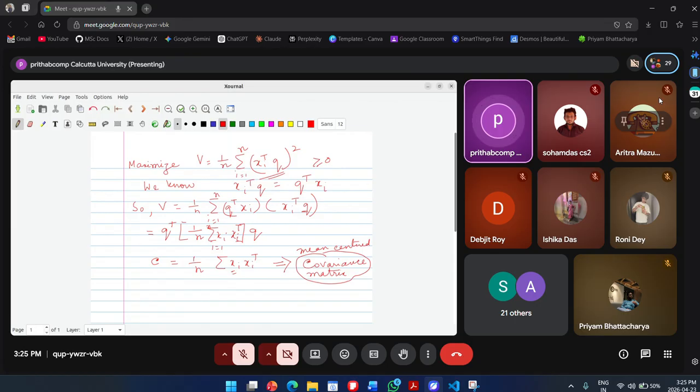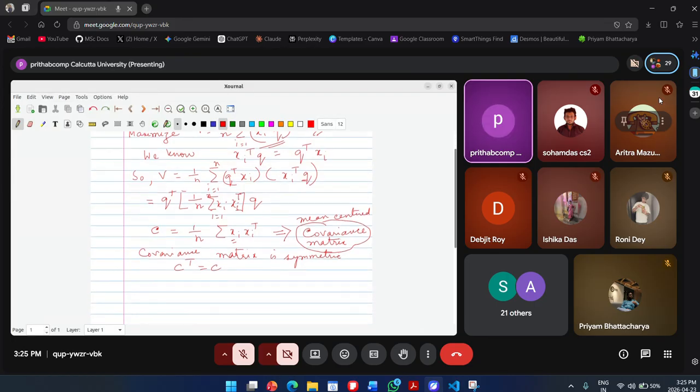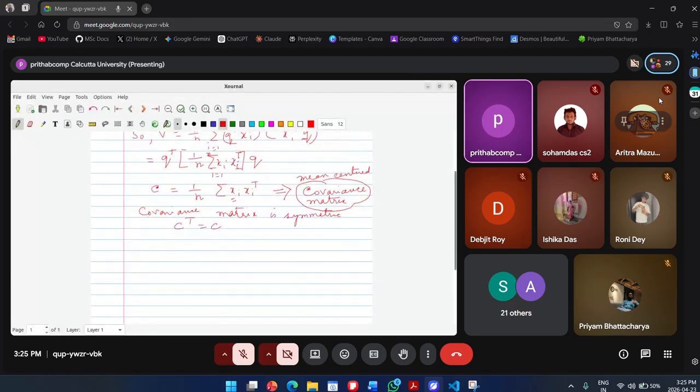And since we know that the covariance matrix is symmetric, meaning C transpose equal to C, this will help us to do some maths. So now what is it? We want to find that unit vector Q along which this variance is maximized.